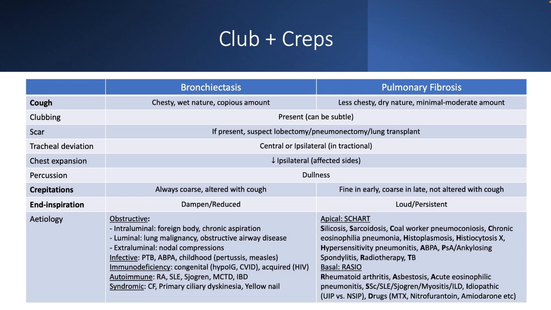Okay, so again, back to this question. Cough should be very chesty, very copious in bronchiectasis, and very dry, or very minimal amount in fibrosis. Crepitations should always be coarse in bronchiectasis and change after we cough. Fibrosis sometimes is actually fine in early stage, but can be coarse in the late stage, and usually it does not alter with coughing. And end inspiration is the one that I mentioned because the airway is already dilated permanently. So those airways cannot be opened already. So usually it's like a Velcro sound like that. I mean the gas when you breathe in, it actually gets dampened and it still gets louder.